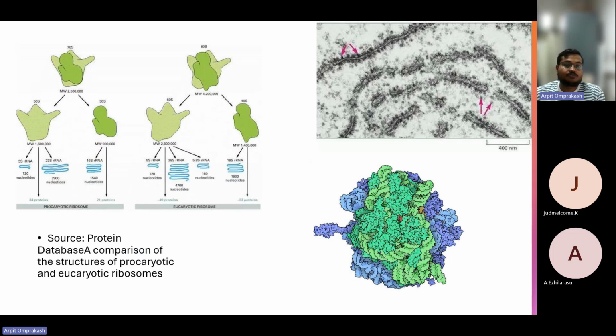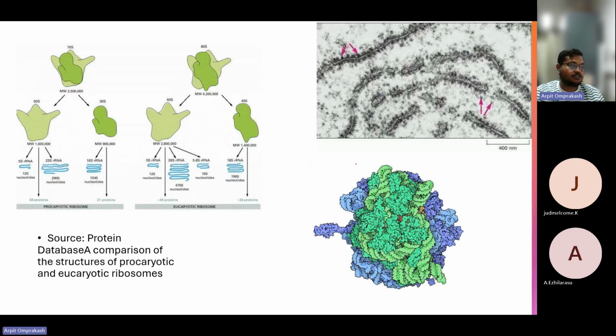Svedberg unit. So this is basically a substitute for the mass. So when you're centrifuging it, where does it separate out? That determines the S unit that we find here. So it basically is like some sort of molecular mass. So the higher means bigger, right?